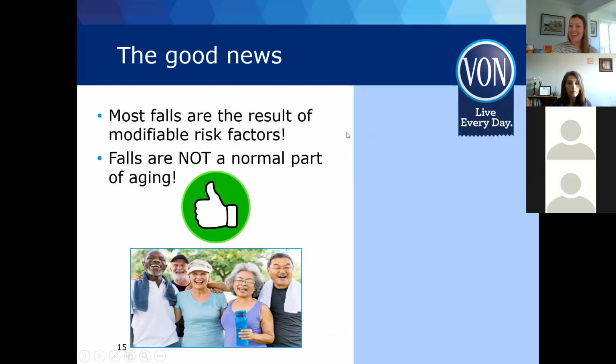So that's all the bad news. But the good news is that most falls are the result of modifiable risk factors. So usually there is a reason why we might be experiencing falls, and there is something that we can do about it. Again, it's important to remember that falls are not a quote-unquote normal part of aging. I hate the word normal, but it just basically means that we should not expect to be falling simply because we are older, or that's the reason behind it. Oh, I fell yesterday because I'm a certain age, right? There usually is a reason for it.